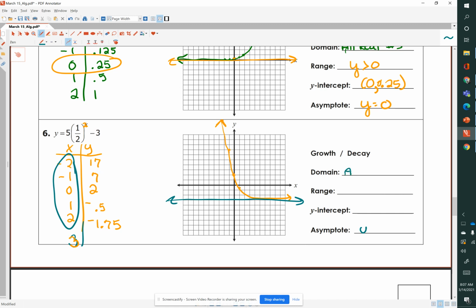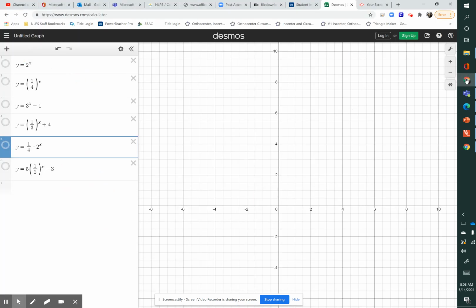So the domain obviously is all real numbers. But the range is all the values of y that are greater than -3. So y is greater than -3. Our y-intercept is 0, 2. And our asymptote is y equals -3. So let's take a look at it on Desmos.